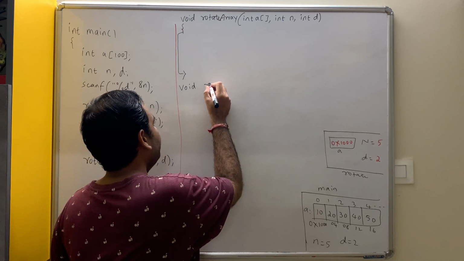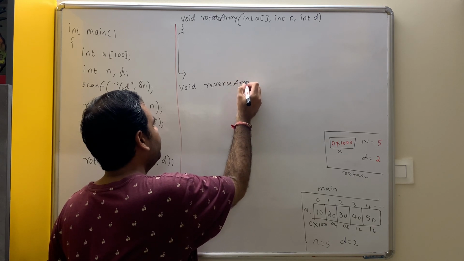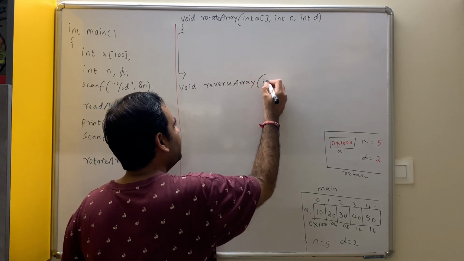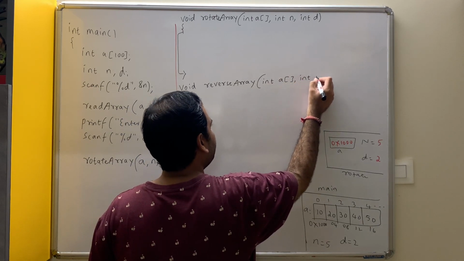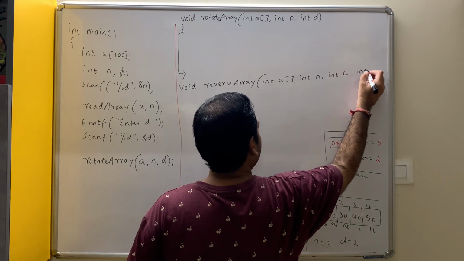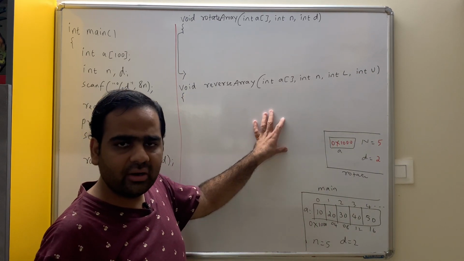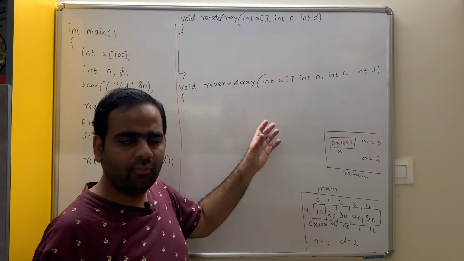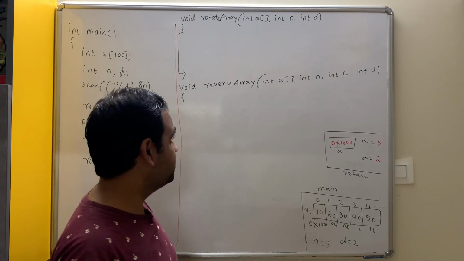Void. What is the function name? Let me take the function name as reverse array. The first parameter is an integer array. The second parameter I have taken is the number of array elements. Third is the lower limit, and last is the upper limit u. This function is already written in the previous video. Please watch it before watching this program. The link I will give in the description section.